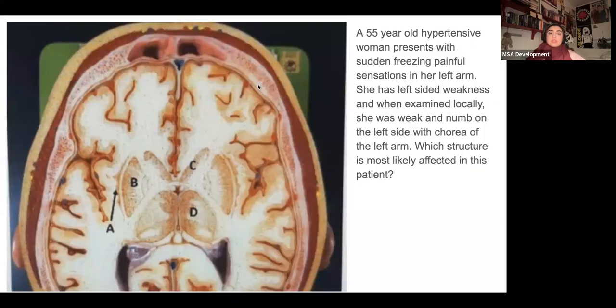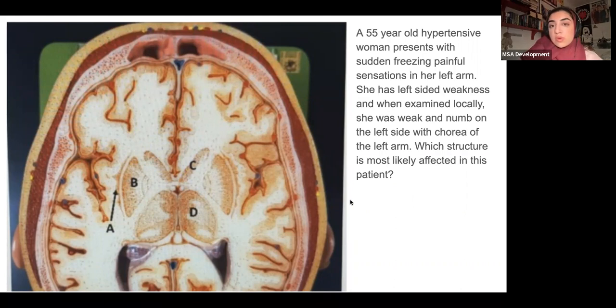Now, this is another interesting question, and this is a little bit more challenging, but this is something that has come in OSPE before. So a 55-year-old hypertensive woman presents with sudden freezing, painful sensations in her left arm, and she has left-sided weakness. And when examined locally, she was weak and numb on the left side with chorea of the left arm. So which structure is most likely affected in this patient?